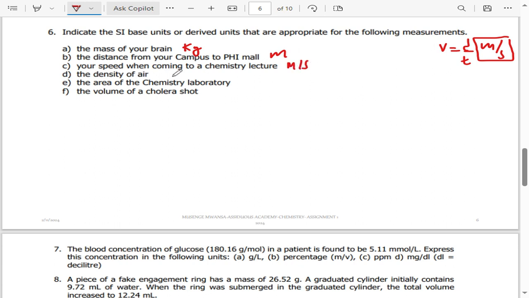The density of air, now density is given by mass over volume. Mass, the SI unit for mass is a kg. Volume is length times length times length. You are multiplying length 3 times, so that will be meters cubed. So the density of air is going to be kg per meter cubed. The area of the chemistry laboratory, area is given by length squared. Length is given in meters, so that will be meters squared. The volume of a cholera shot, now volume is given by length to the power 3, and length is in meters, so that will be meters cubed.